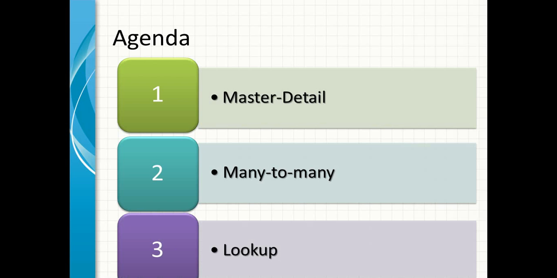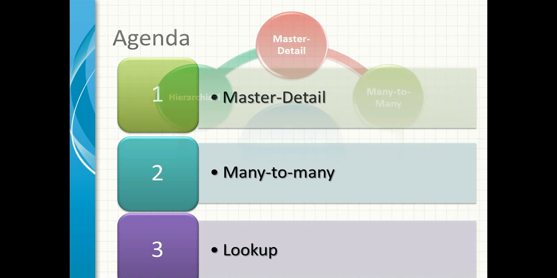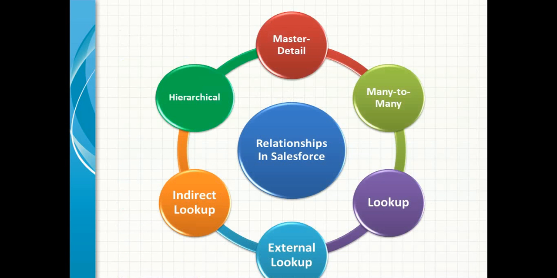Different types of relationships between objects in Salesforce determine how they handle data deletion, sharing, and required fields in page layout. Let's review them. We have 6 different types of relationships in Salesforce: master detail, many to many, lookup, external lookup, indirect lookup, and hierarchical. So what is master detail?